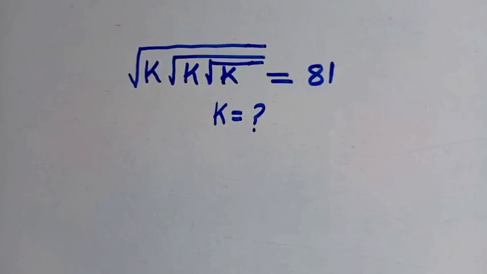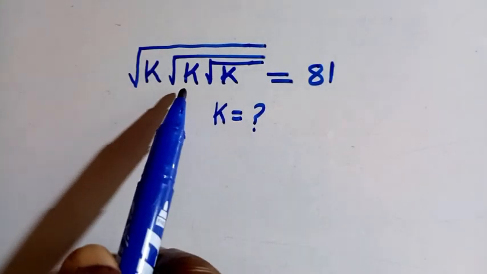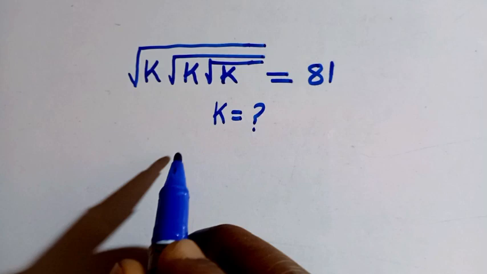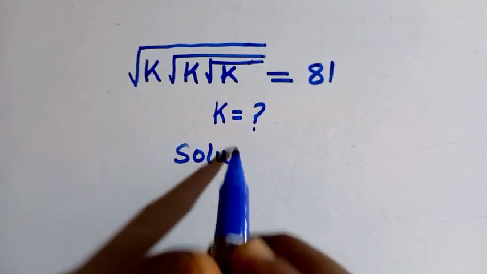How to solve these nice radical equations? We have square root of k inside square root of k inside square root of k equals 81. I want to find k. Let's consider the solution.